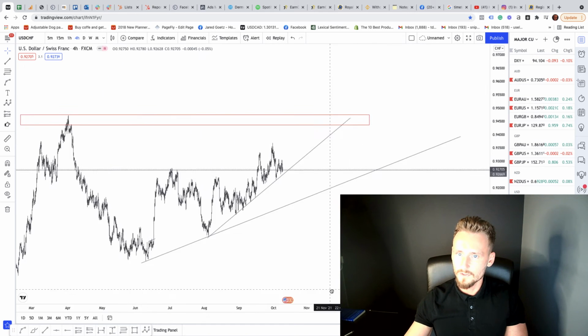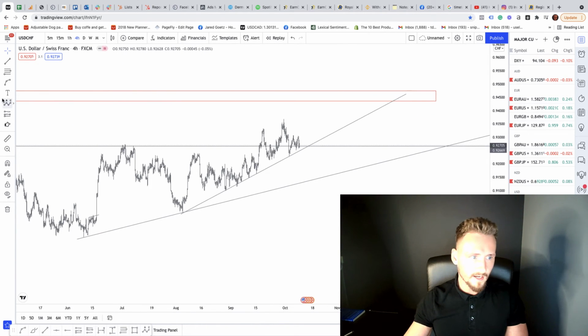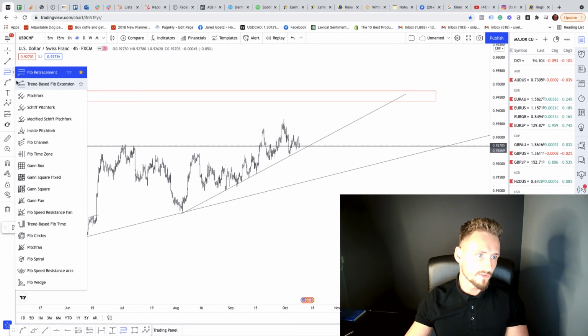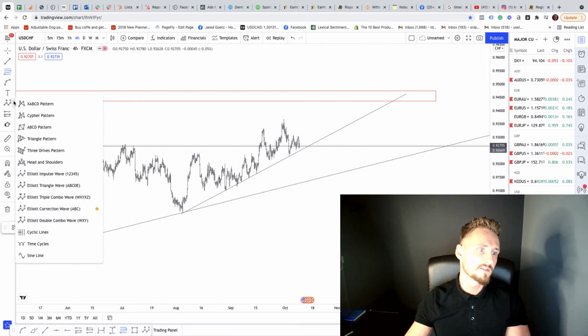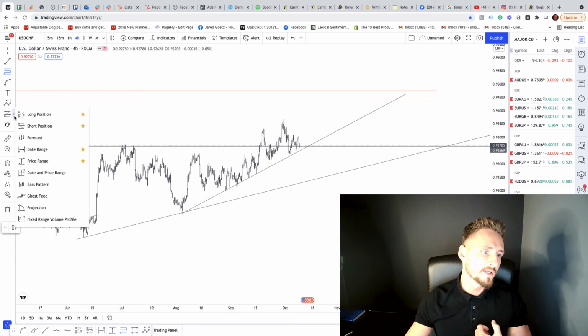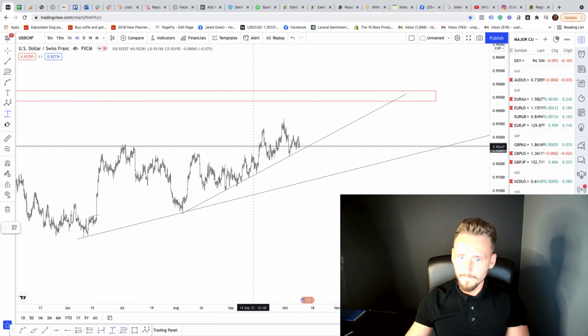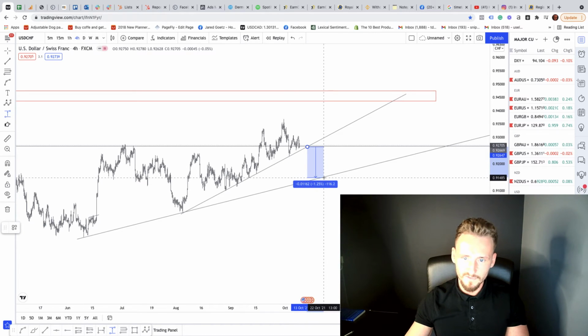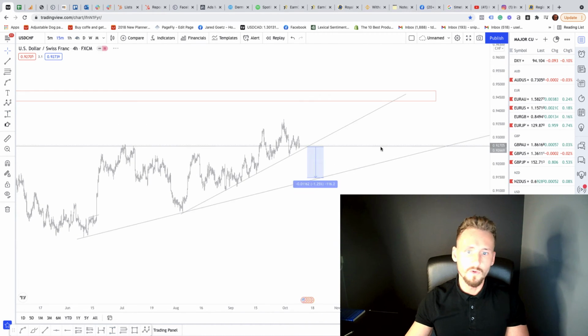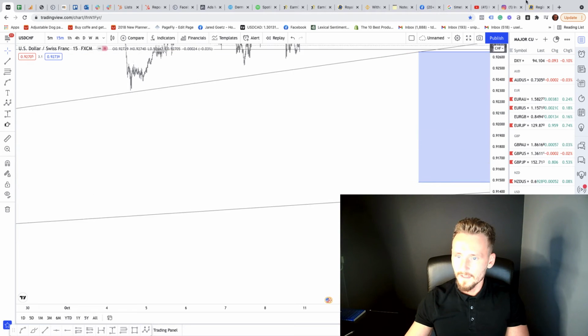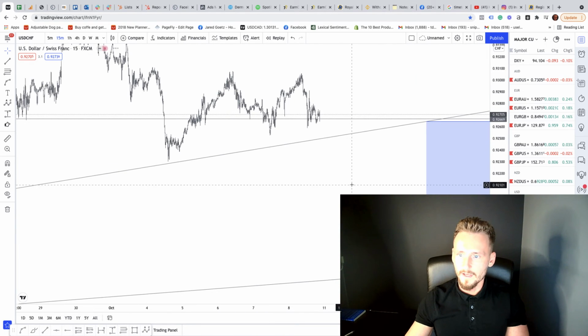Let's see what we see. To give you an understanding, let's take a price range tool and try to find roughly how much it's going to be if we were to get that push and pull. So now you're looking at 100 pips. If you're an intraday trader, you could go down to the 15-minute, and no doubt you're going to be able to get a couple of good trades.